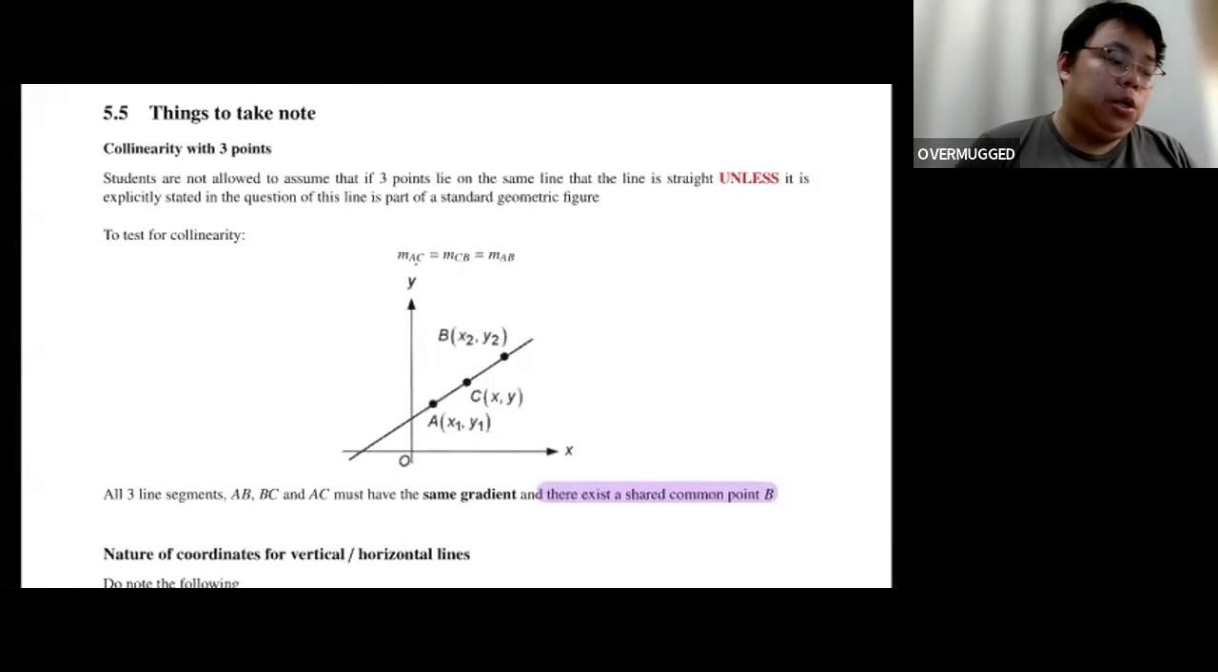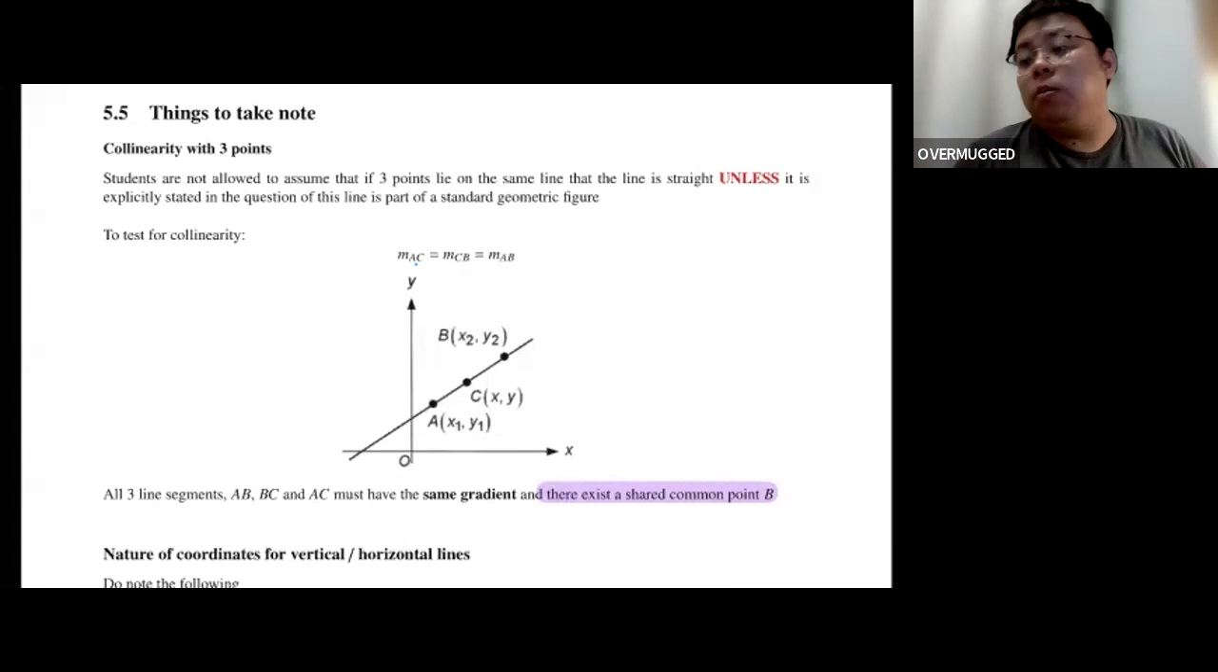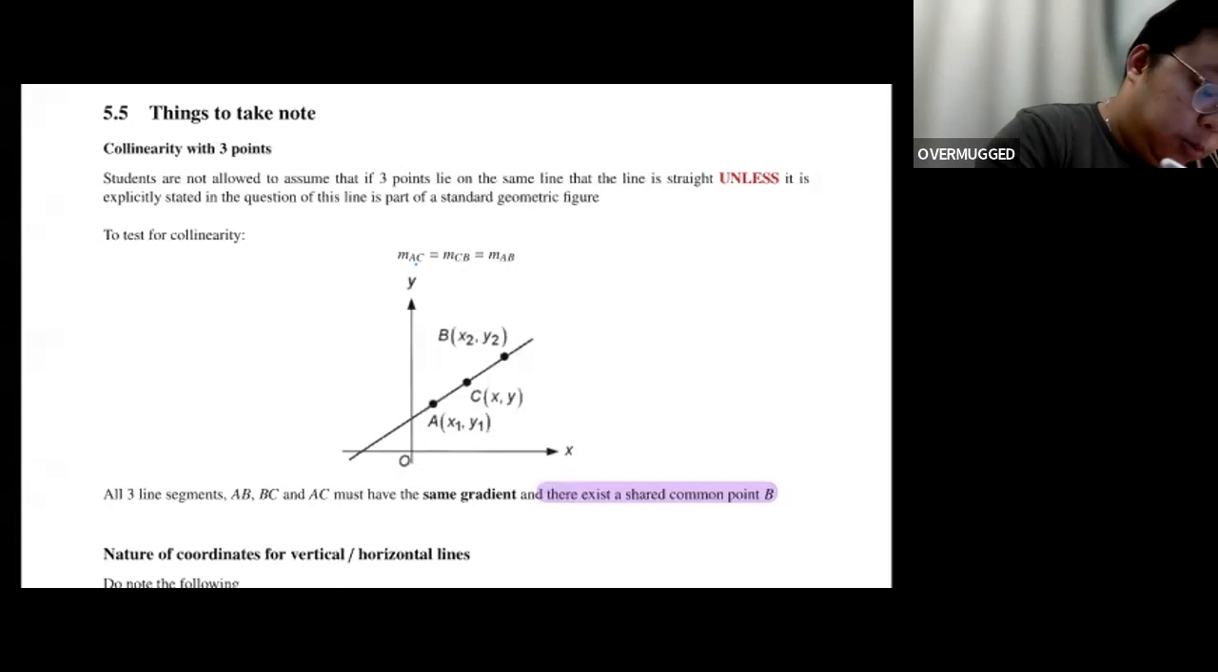In order to justify that they are collinear, there must be a common point in order for the whole entire line, all 3 points, to lie on it. Now, someone asked what happens if it's 2 points. Just think about it. When you have 2 points and you draw a line between your 2 points, it's 100% straight. There's no test.